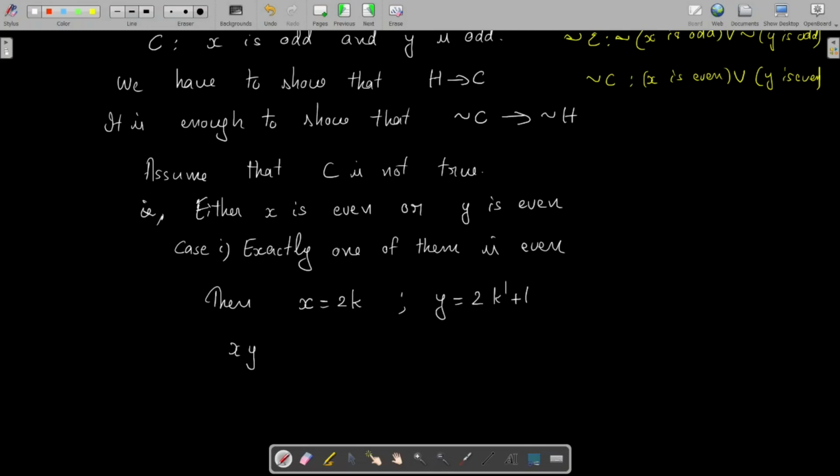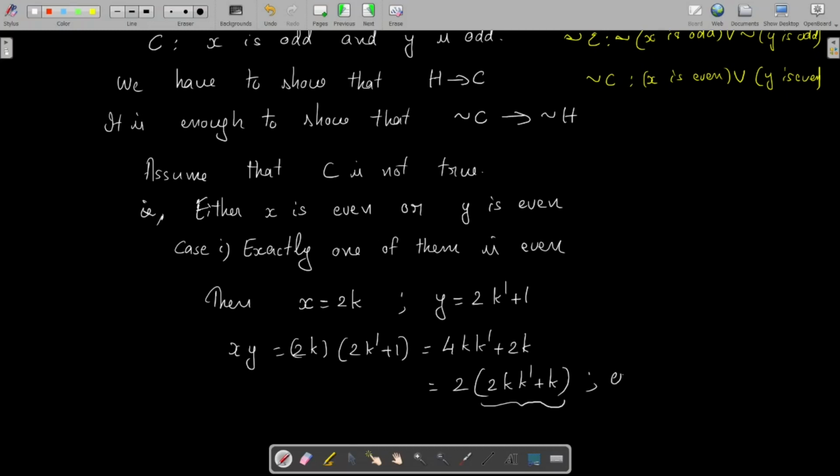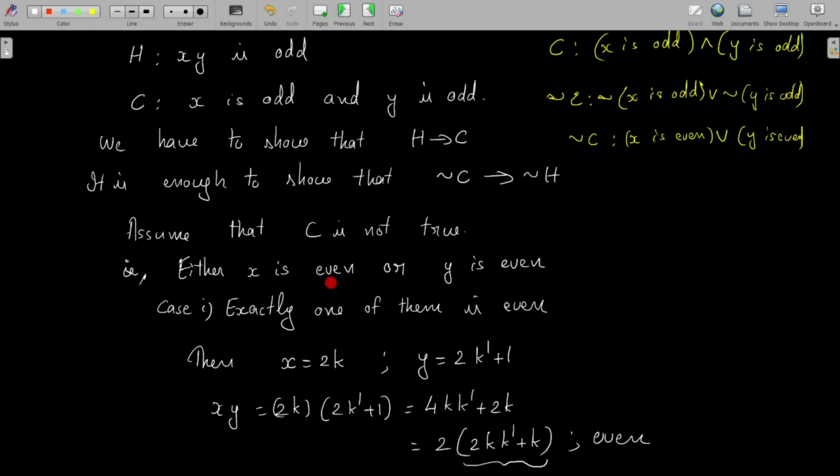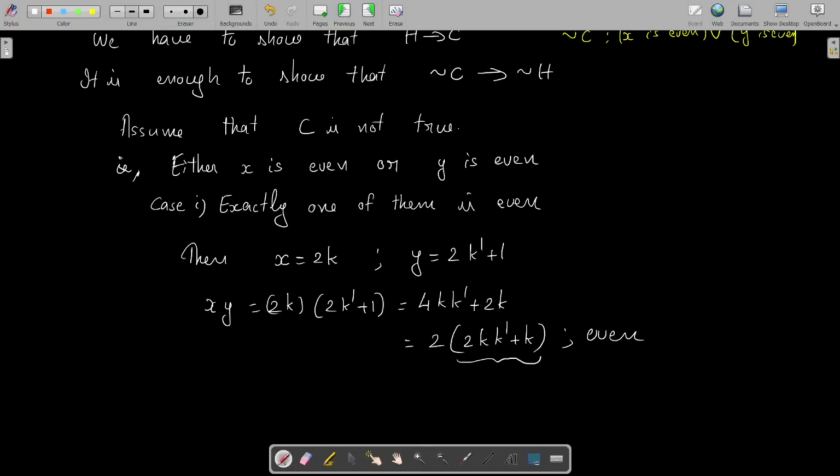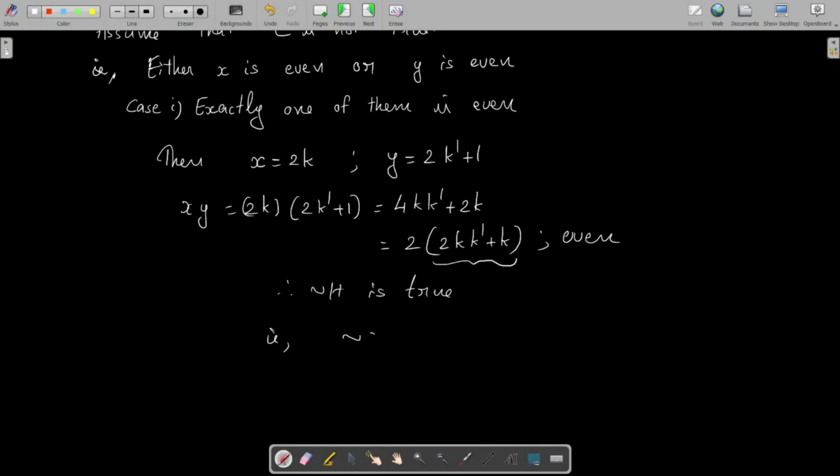And we consider x into y. So we have 2k into 2k dash plus 1. So this is equal to 4k into k dash plus 2k, so that's equal to 2 times 2k k dash plus k. Now this is of the form 2 into an integer, therefore it is even. So if x is even, we showed that x into y is even. That is, here negation of h is proved. So we conclude that negation h is true. In other words, negation C implies negation h in this case.